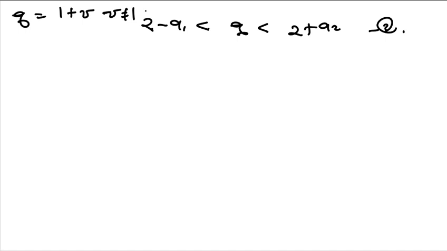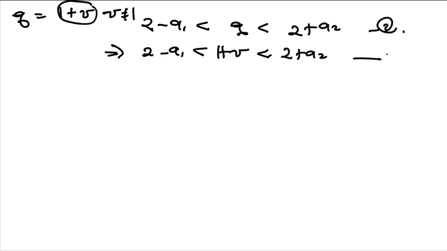Okay, so it becomes a what? So this one we can substitute with 1 plus v, becomes 1 plus v instead of q, greater than 2 minus a1, less than 2 plus a2. So let's call this expression 4. And after that, we can bring 1 to the left hand side and also to the right hand side and leave v alone in the middle.